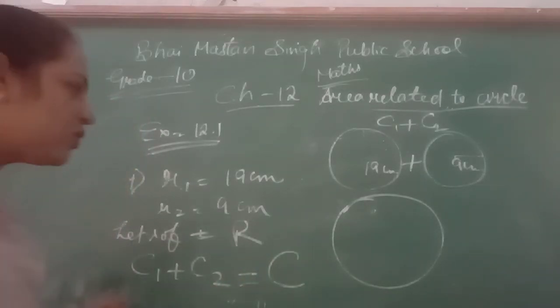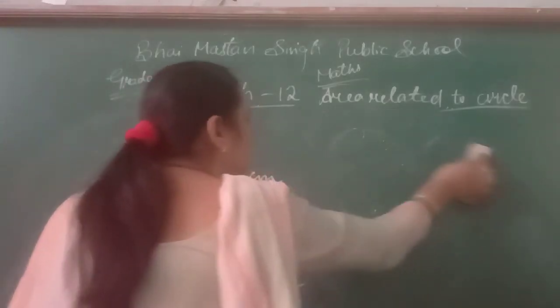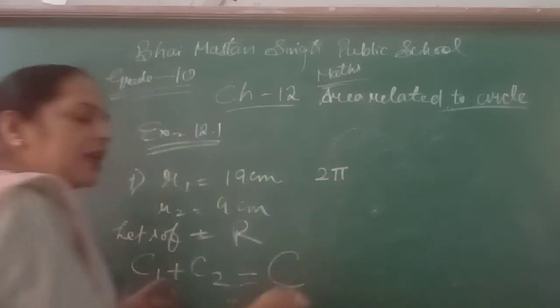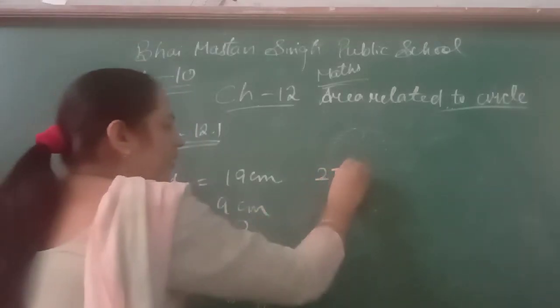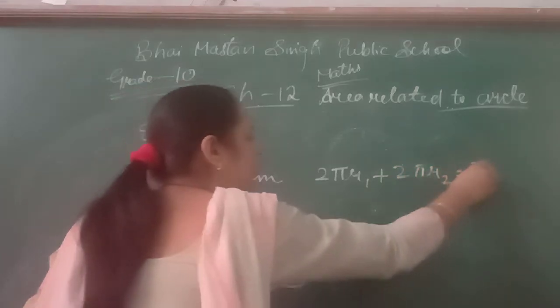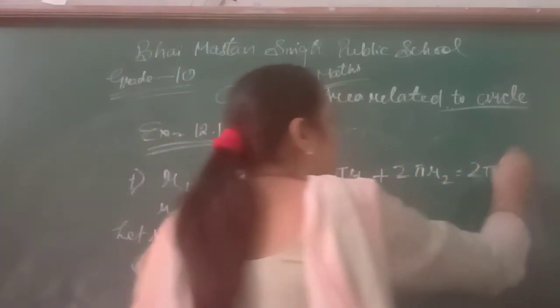Now put the values in these. The formula for circumference is 2 pi r. So for the first circle it is 2 pi r1, for the second circle it is 2 pi r2, and the radius of the third is capital R, so it is 2 pi R.